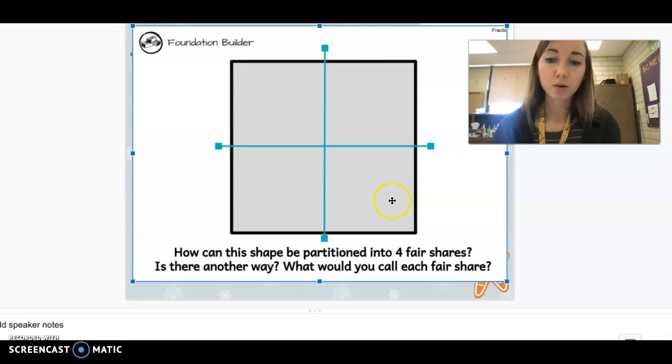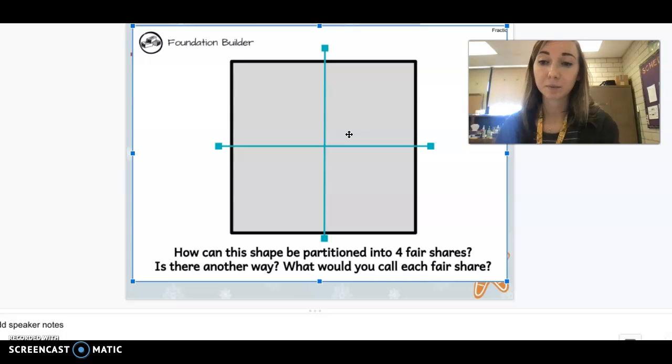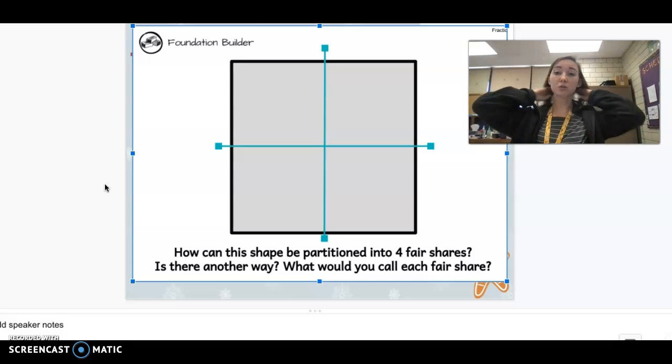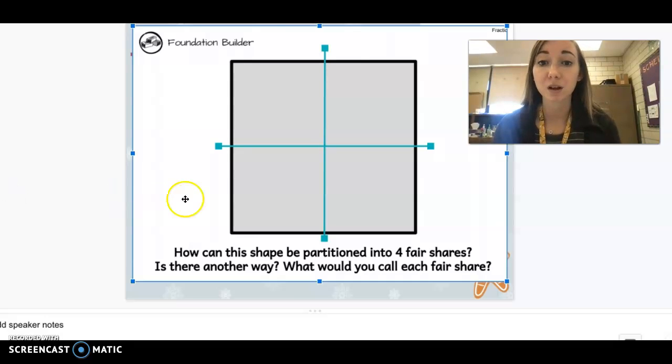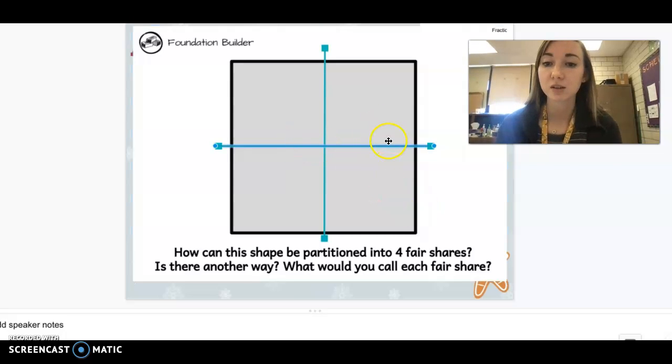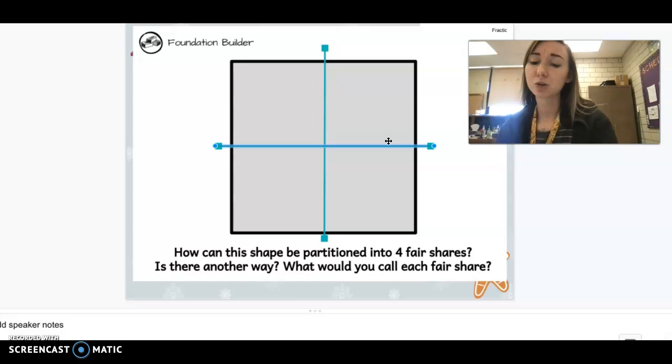Yes, these are equal fair shares. Okay, so this is another way to create 4 fair shares on this square. I can think of 2 more ways to do it, but I'm not going to give you guys all the answers. It is just important for us to know that there is usually more than one way to partition a shape, okay? Sometimes there's just one way, but sometimes there's lots of ways. Like I can think of 4 ways to create 4 fair shares on this square. But that's 2 of the examples of how to do it.